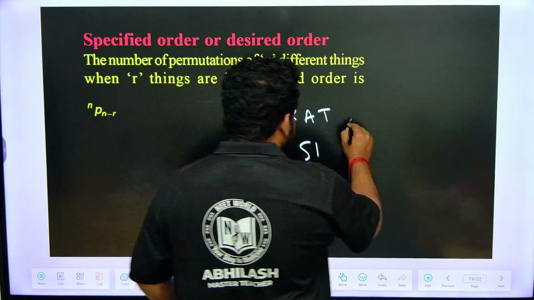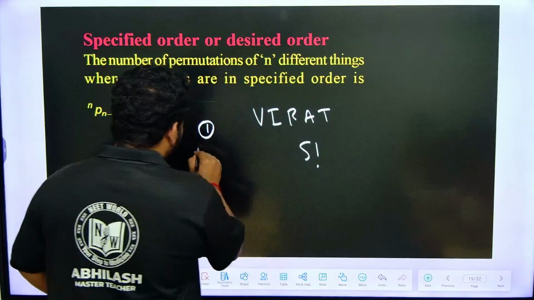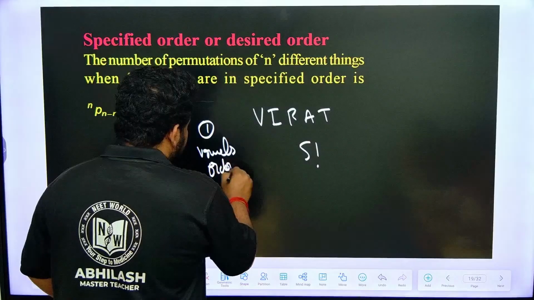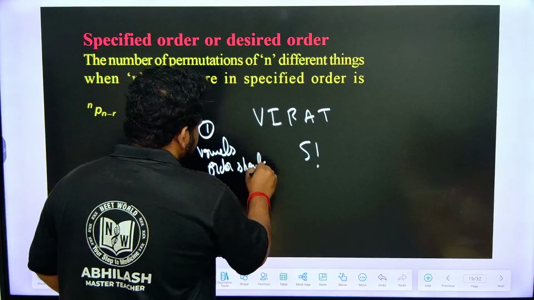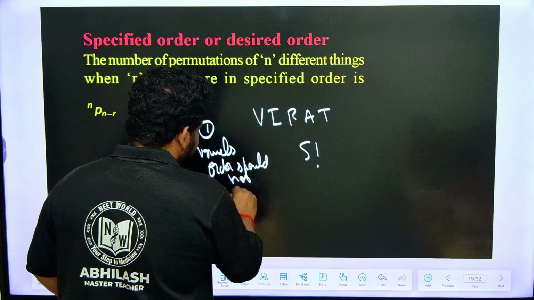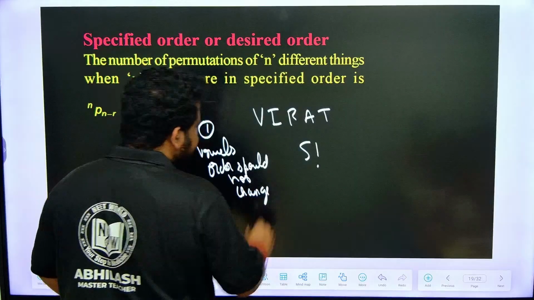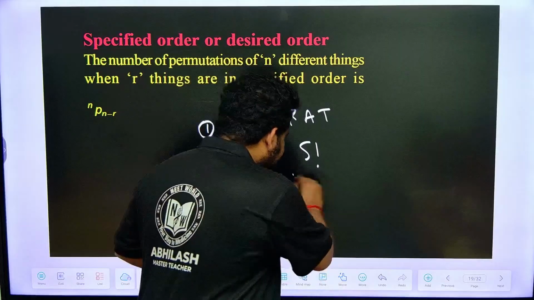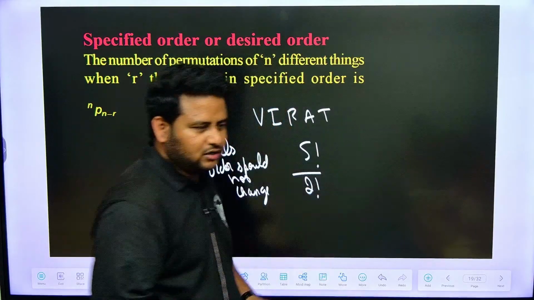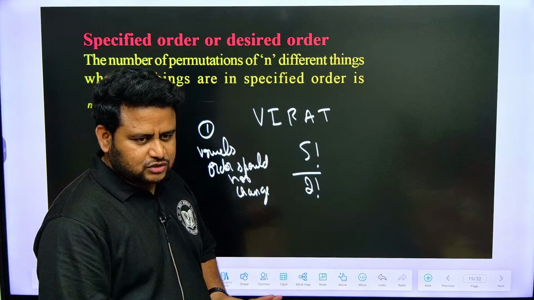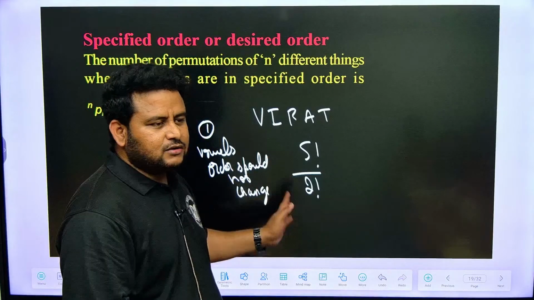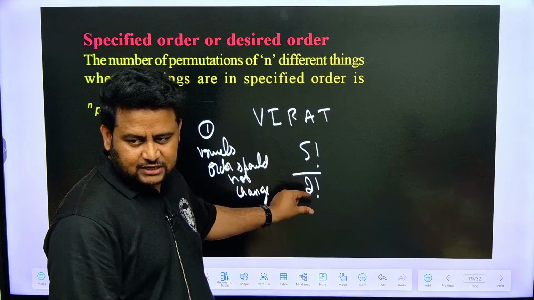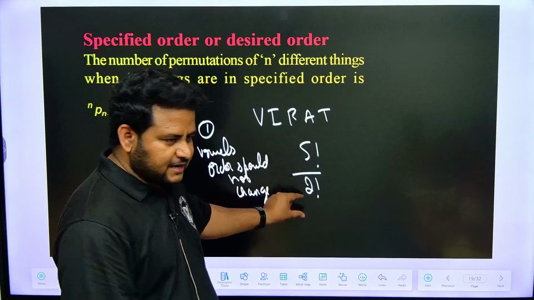So the question is, vowels order should not change. How many vowels are there here? 2 vowels are there. Vowels order should not change means directly divide by 2 factorial. That's all. Vowels order should not change means this is the specified order. So 5 factorial by 2 factorial.